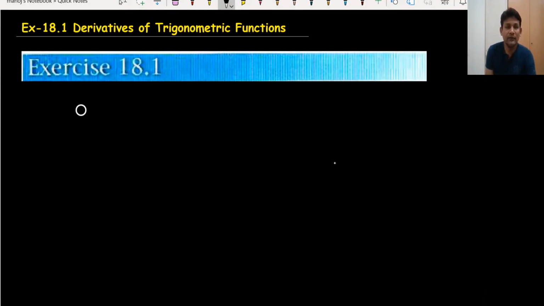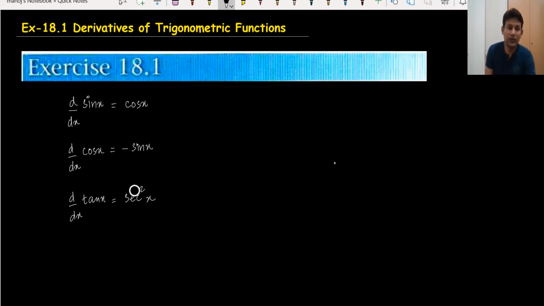Exercise 18.1, the differentiation of sine, cos and tan. Before starting this exercise, we should know the differentiation of sine x. The differentiation of sine x is cos x. The differentiation of cos x is minus sine x. And the differentiation of tan x is sec square x. So we should know these differentiations of sine, cos and tan trigonometrical functions. Then we can start our exercise.